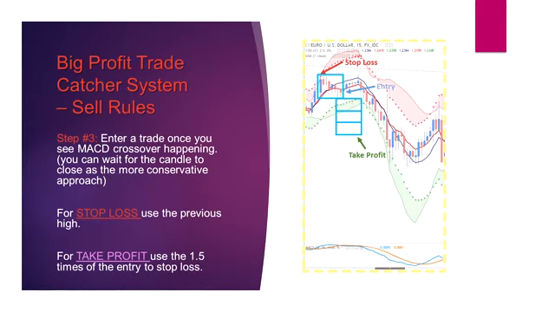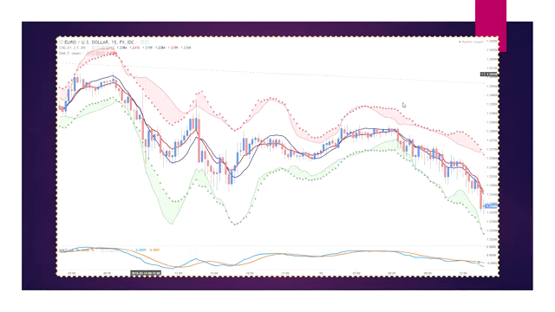For stop loss, in this case, use the previous highs. And for take profit, again, use 1.5 times the entry to stop loss distance. After we get this crossover and this crossover, we can enter a short trade by using the previous highs as our stop loss, and 1.5 times that distance would be our take profit.